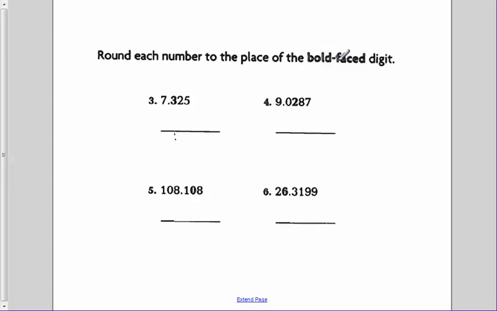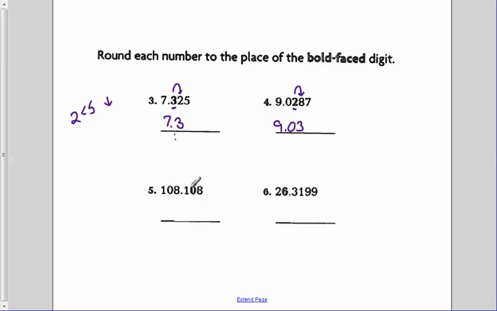Round each number to the place of the bolded face digit. So if we look at this number here, 7.325, we look to the digit to the right, and it's a 2. So since 2 is less than 5, that means that we round down. So we'd say that this would be 7 and either 300 thousandths or 7 and 3/10. And here we have our 2 is our bolded face digit. So we would look to the digit to the right, and it's an 8. And so this would be 9.03.